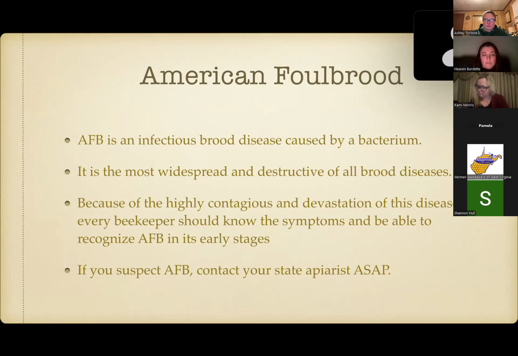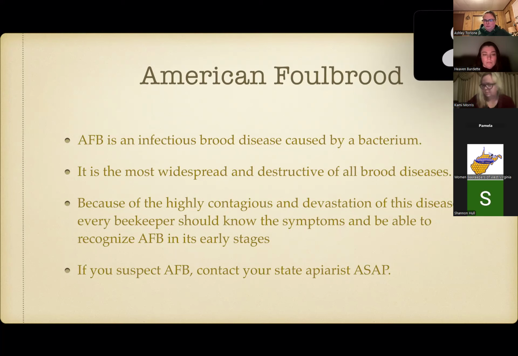It's been around since the Egyptians were here. It's an infectious brood disease caused by a bacteria. It is the most widespread and the absolutely most destructive of all brood diseases. It is highly contagious, massively devastating.